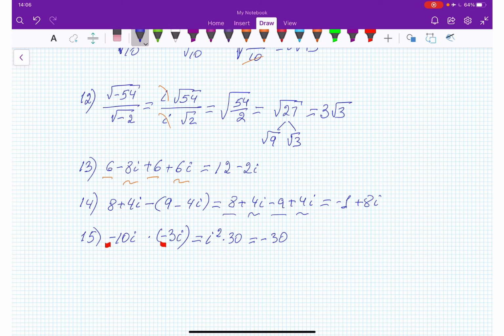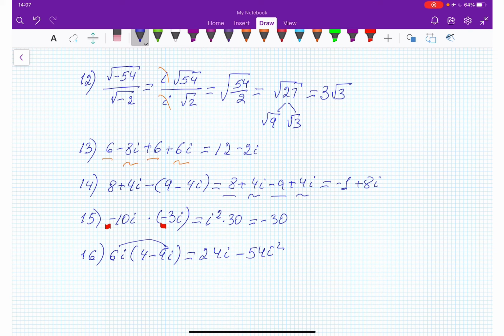And one more. 16. So 6i times 4 minus 9i. And it's equal, 6i times 4 is 24i, and 6i times negative 9i, it's going to be negative 54i squared, right? Negative 54i squared, and since i squared is negative 1, we get positive 54, right? And 24i stays the way it is. All right? We are good.